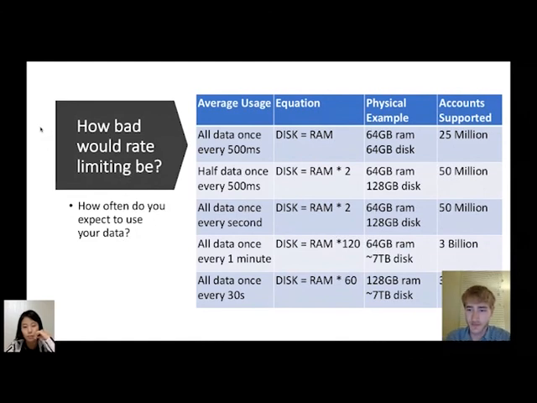So if, in these last two parts here, we upgrade the RAM just by doubling it, but keep the same amount of data, it means we keep the same amount of accounts, but we allow everyone to access their data twice as often. So 3 billion accounts, all your data once every 30 seconds, that doesn't sound too bad to me. It's a lot more accounts than we can currently support and no more RAM market.